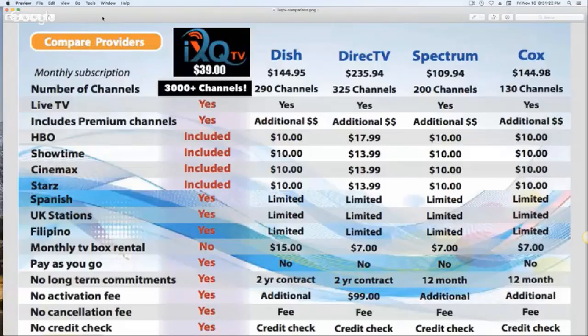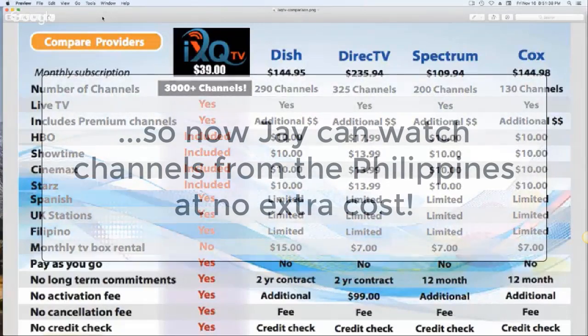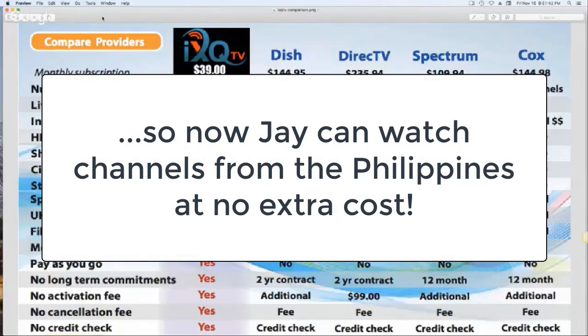We have all the movie channels, HBO, Showtime, Cinemax, Starz, Epix, just you name it, all the sports channels. You watch every game on Sunday, on Thursday, all the hockey games, all the NBA, all the MLB. There's whole sections for all of those. Tons of Spanish channels, UK channels, Filipino channels, German, French, Arabic, Pakistani, on and on.